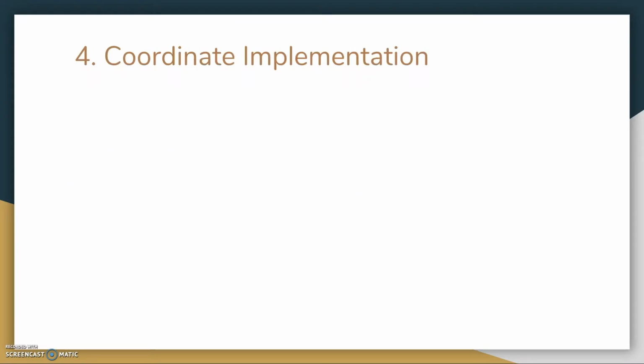The fourth step is coordinate implementation. In this step, you train managers and employees, which is part of resistance management, to make sure everyone is on board and ready for the changes. The key performance indicators are also monitored to check their success during the implementation.